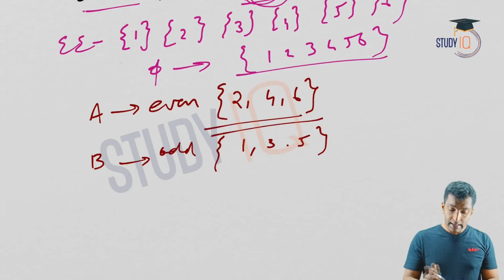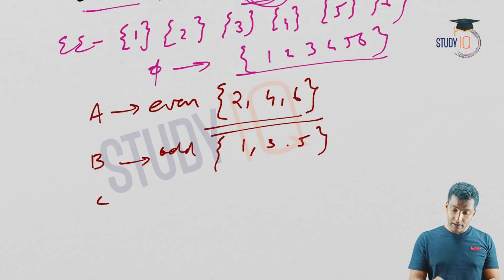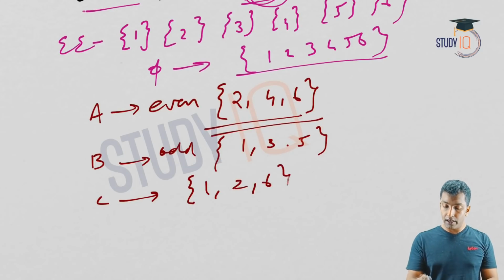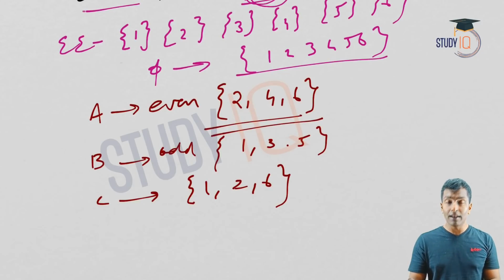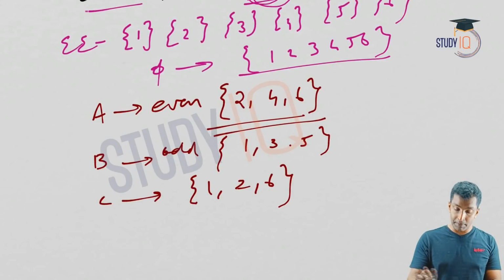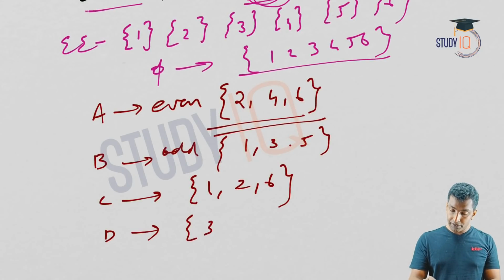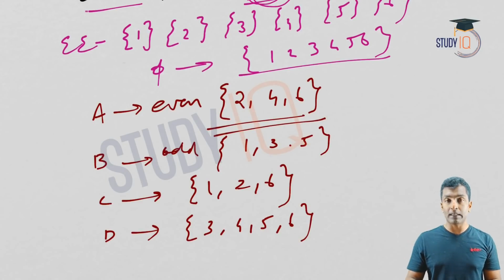Okay, similarly C, there is no specific description, so I give you something like 1, 2, 6. Here you can't find any specific description, like here 2 are even and 1 is odd. There is nothing which you can generalize. So let's take this event D. You can see here 3, 4, 5, 6, because obviously this is going to be a subset, right?